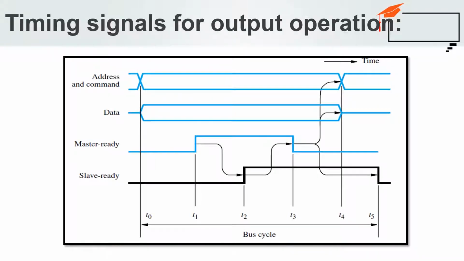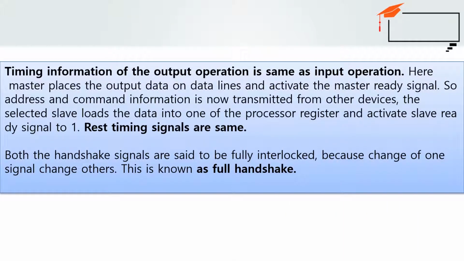Timing information of the output operation is the same as the input operation. Here, master places the output data on data lines and activates the master ready signal. So address and command information is now transmitted to other devices. The selected slave loads the data into one of the processor registers and sets the slave ready signal to 1. Rest of the timing signals are the same.